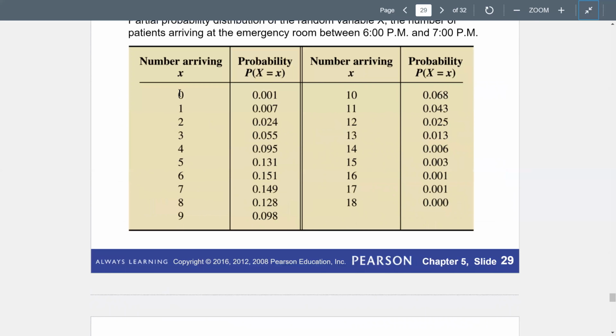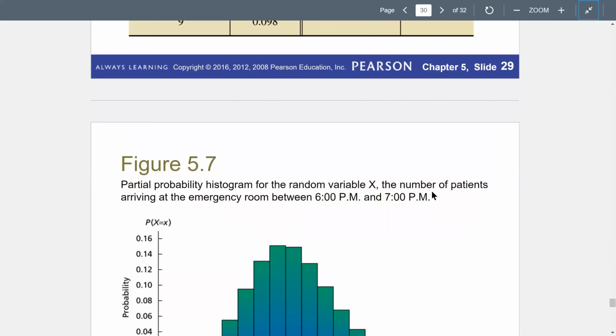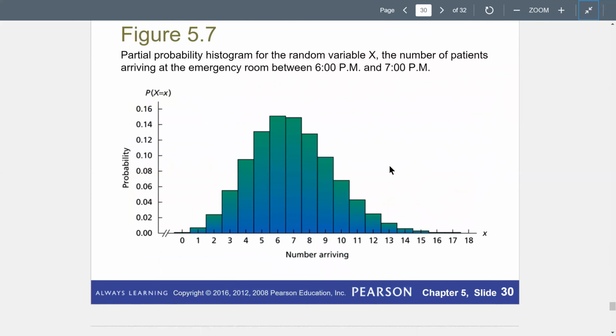As I mentioned, every number of x has a probability associated with it, and normally it should go on to infinity, but because the probability is already very small after you hit the number 18, 18 and higher is almost zero. It doesn't mean it's exactly zero, it's almost zero. If you extend the decimal places, you will see it go on forever. And this is the distribution.